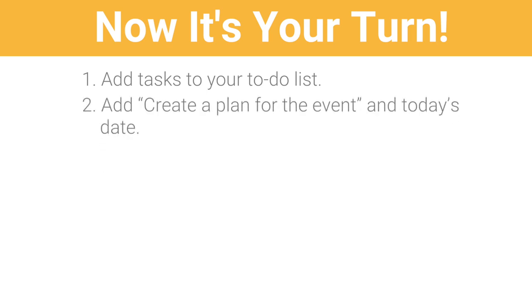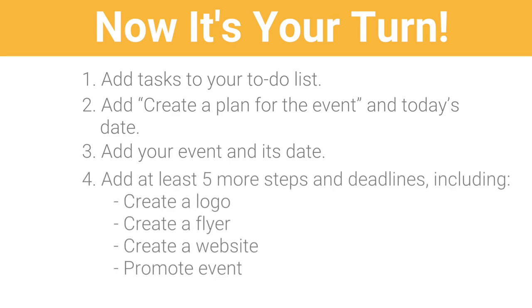Now, it's your turn. Add tasks to your to-do list. Add create a plan for the event. Add your event and the date. Add at least 5 more tasks and deadlines. Also include create a logo, create a flyer, create a website, and promote your event. Then, move on to the next video to assign these tasks to different people.